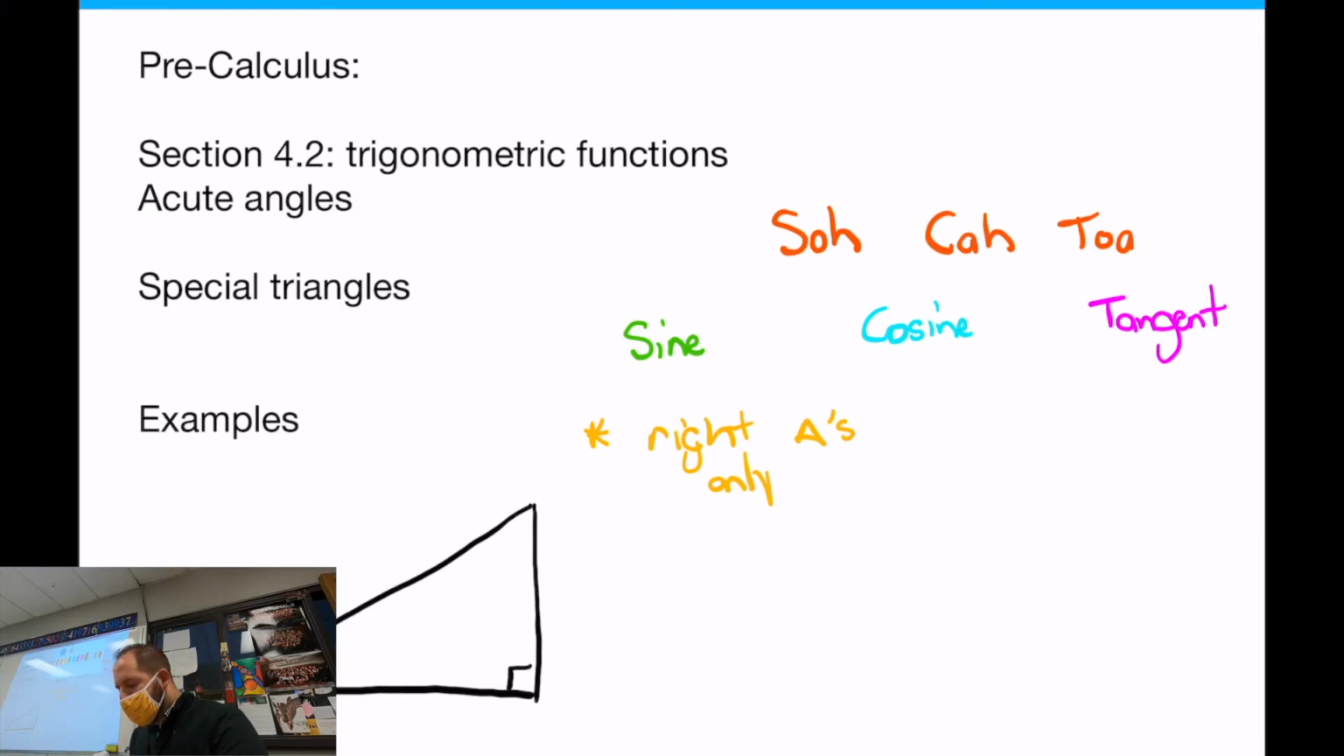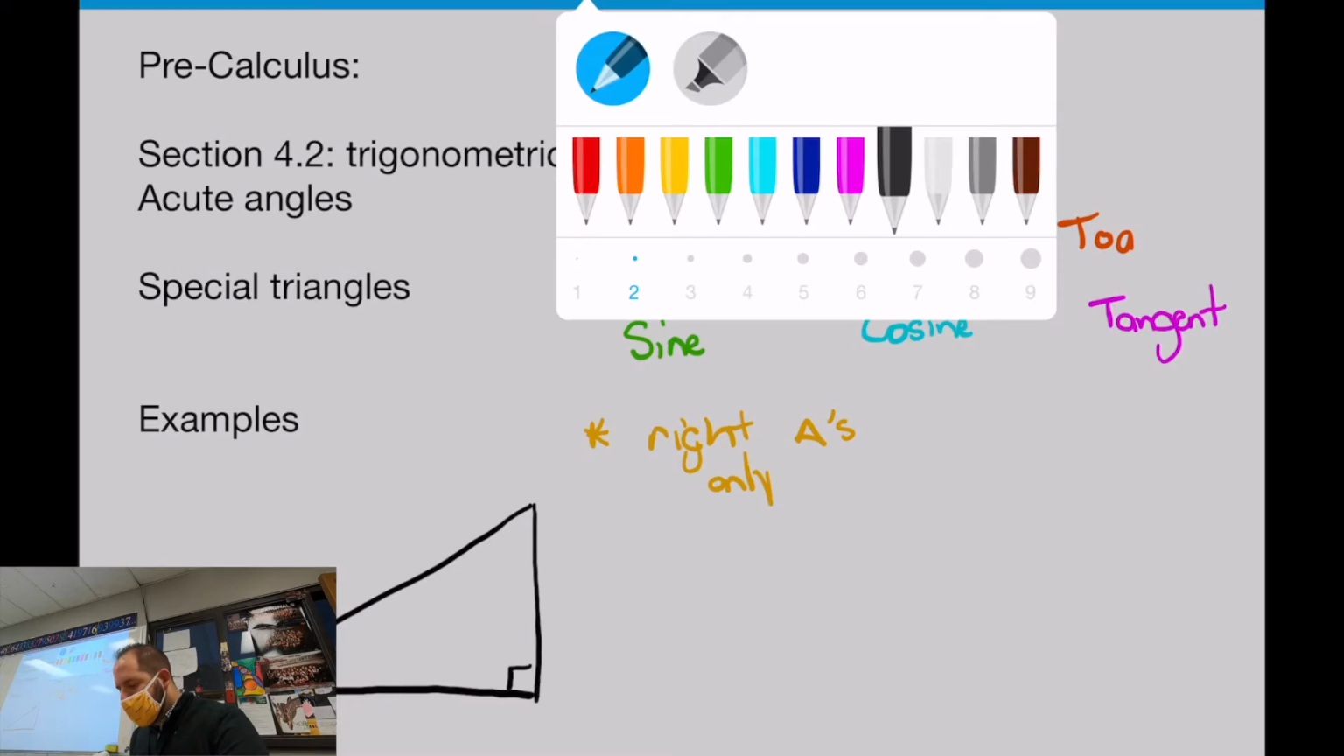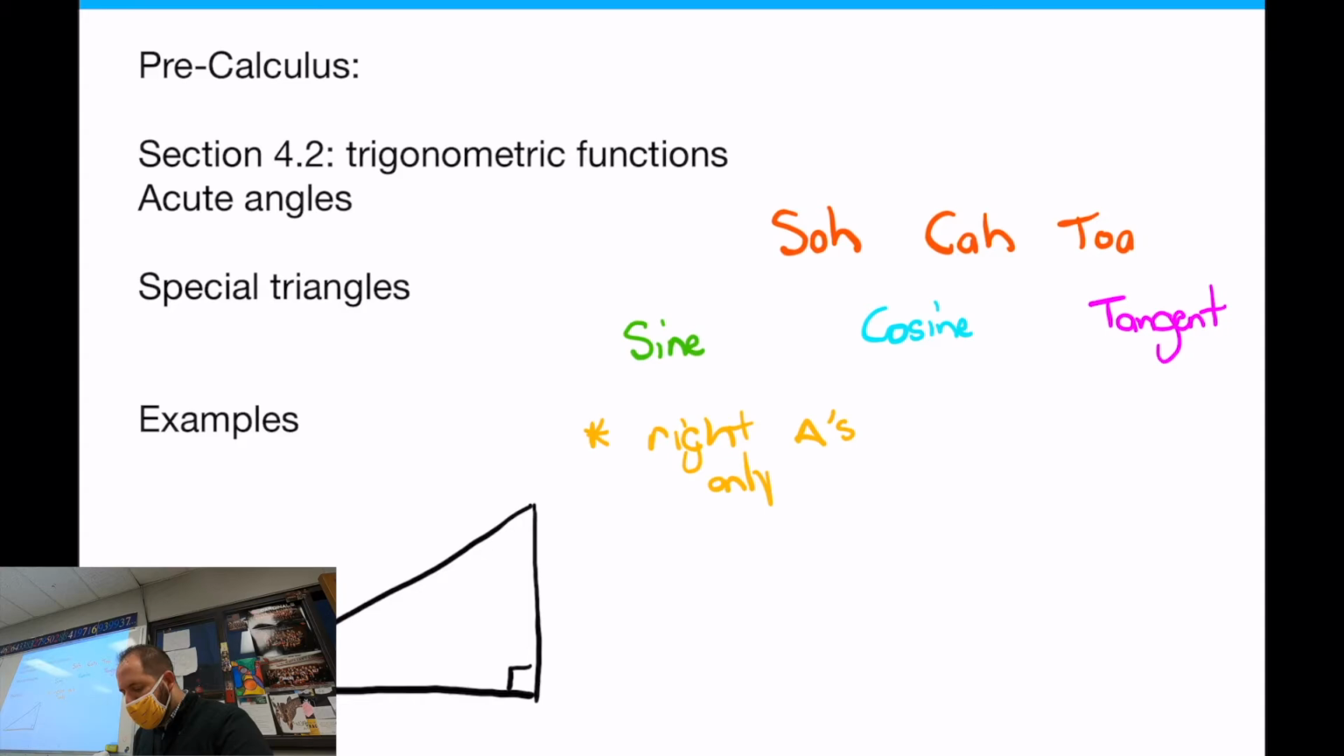So it doesn't matter the numbers. I'm just going to make up some numbers here. So let's say that this angle here is 15 degrees. Then the other angle has to be 75. They have to add up to be 90 every single time. I'm going to get rid of those numbers here in a second, but does everyone make sense of that for a right triangle?